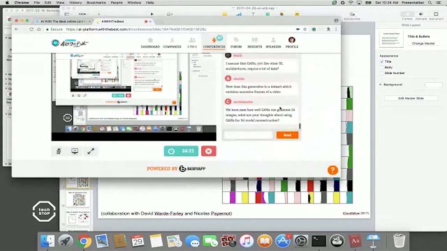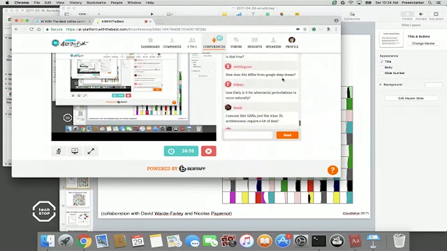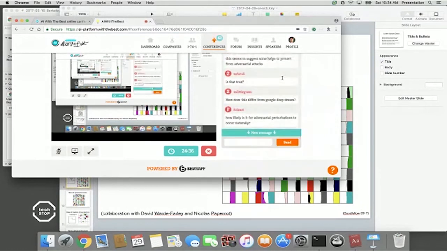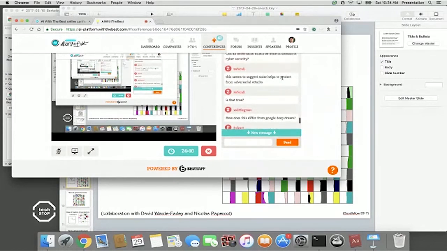Someone asked, how does this generalize to a data set which contains successive frames of video? Later, I'll show you something about that. I'm going to ignore questions about GANs just because this presentation isn't on that topic.